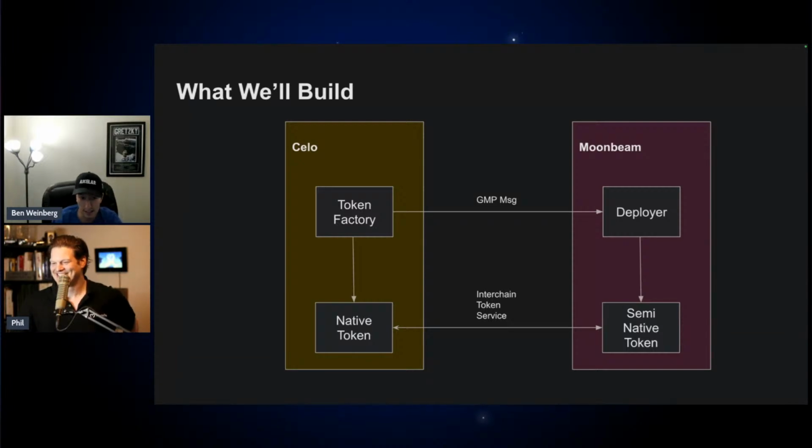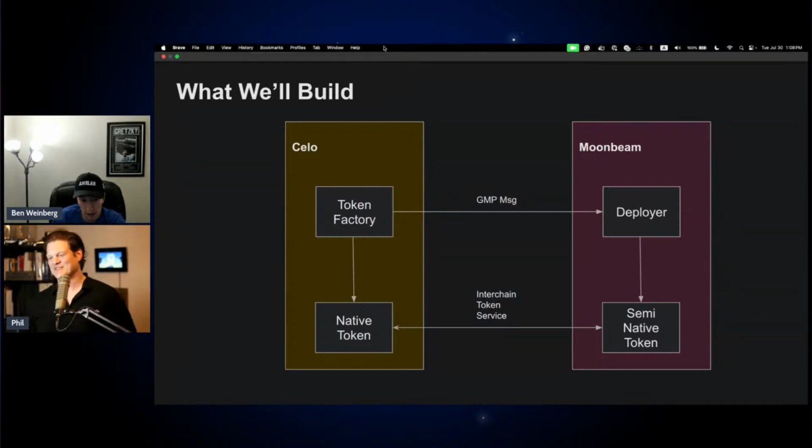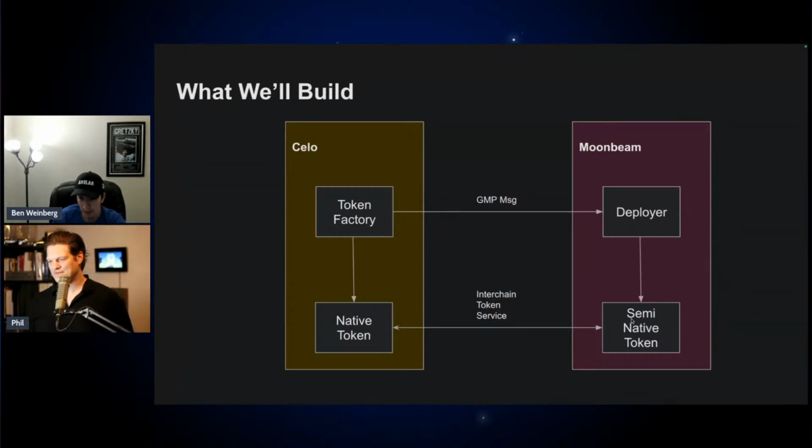In some cases there are regulatory precautions, or many different caveats for why teams might want to initially go with their complete native token on a certain blockchain. Rather, they start off with a semi-native and then eventually maybe upgrade to their native token further down the road. So we're going to be deploying both native tokens and semi-native tokens today on different chains, and using the interchain token service, ITS, to actually send transactions of these tokens between the two chains.